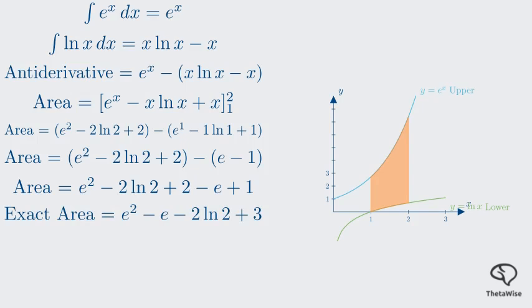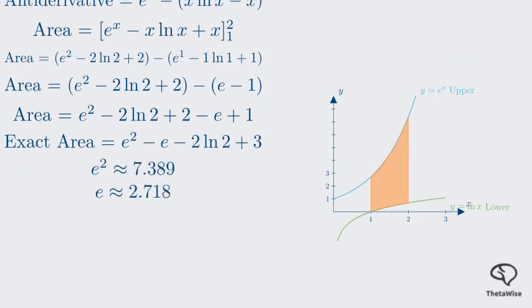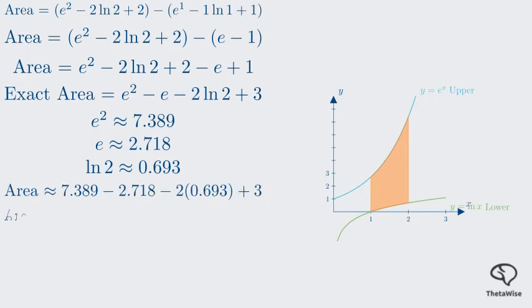For the final numerical answer, we'll use a calculator. E squared is approximately 7.389. E is approximately 2.718. ln of 2 is approximately 0.693. Plugging these in, we get approximately 7.389 minus 2.718 minus 1.386 plus 3, which equals 6.285. Rounding to 3 decimal places, our area is 6.285 square units.